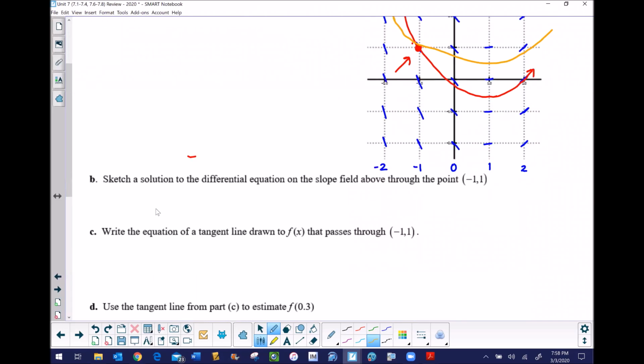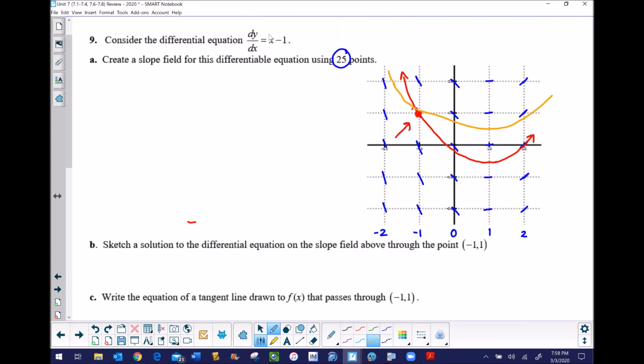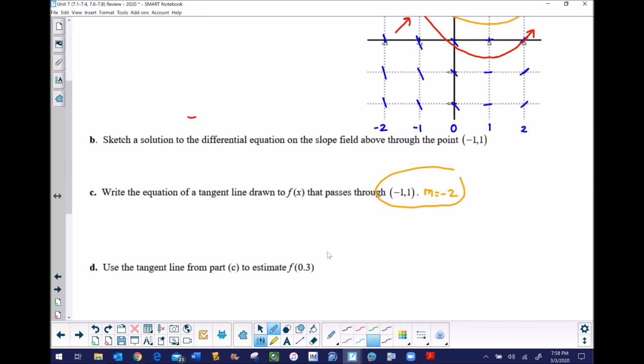The rest of this problem is finding the equation of a tangent line, which we've already done a couple of times today, but you would just plug -1 in for x, and you'd have a slope of -2, and then you just use your point slope formula there. That's all. And then I think you're supposed to use that result to estimate f of 0.3. Hopefully that makes sense. It probably takes me 2 seconds to finish this. So your answer would be y minus 1 equals -2 quantity x plus 1. I do believe that is the answer.